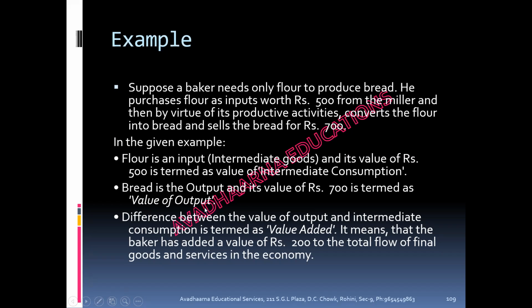Now value added will be the difference between value of output and intermediate consumption. So it means that the baker has added a value of ₹200. That is 700, the value of output, minus the intermediate consumption, that is 500. 700 minus 500 will be 200. So the baker has added the value of ₹200 to the total flow of final goods and services in the economy.